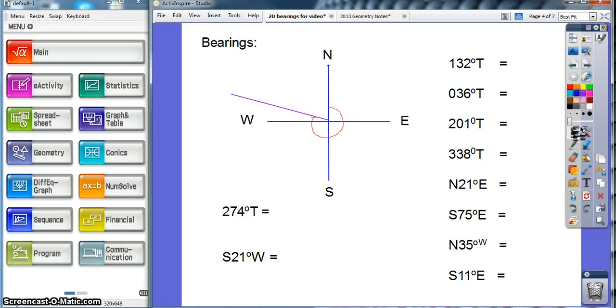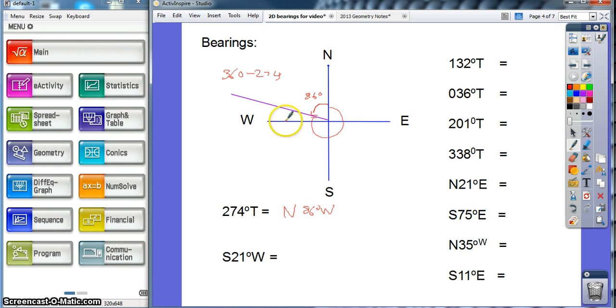For that we need to know what this angle is. But luckily we do, because this is a circle, it's 360 degrees. So if we do 360 minus that 274, we'll get 86. So this here is going to be 86 degrees, meaning we could write 274 degrees true in another way, which is start at north and then go 86 degrees west.